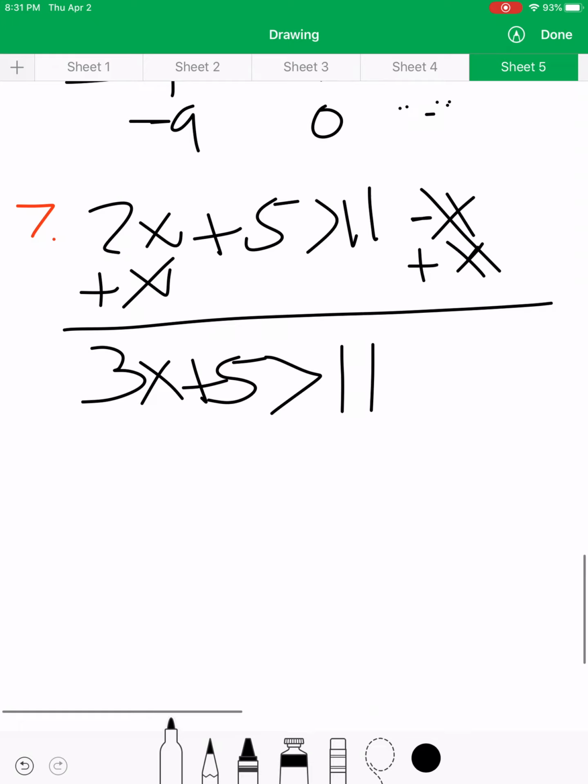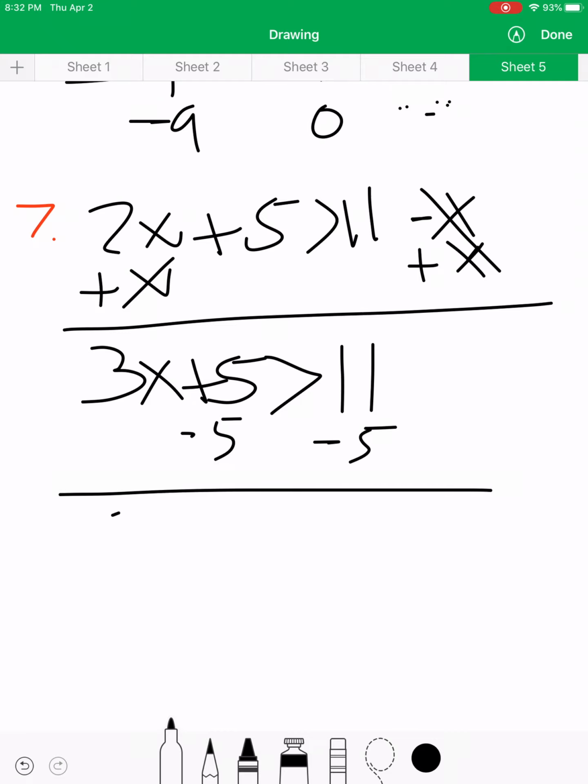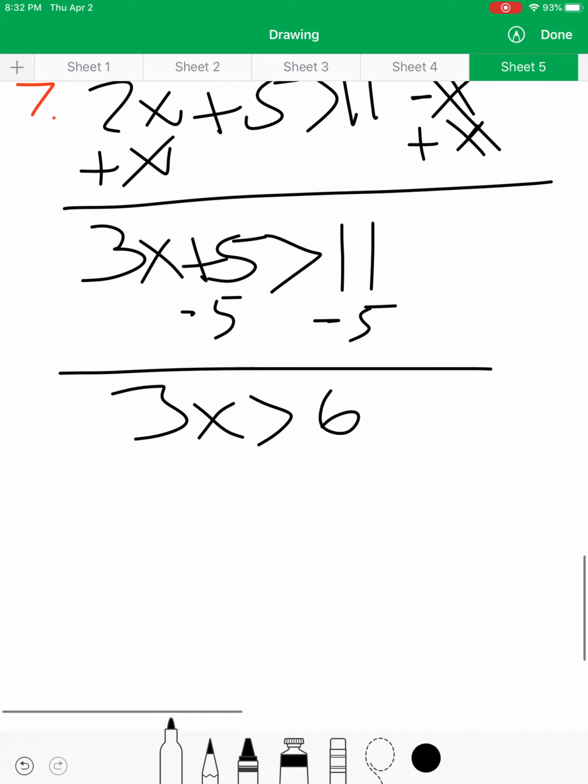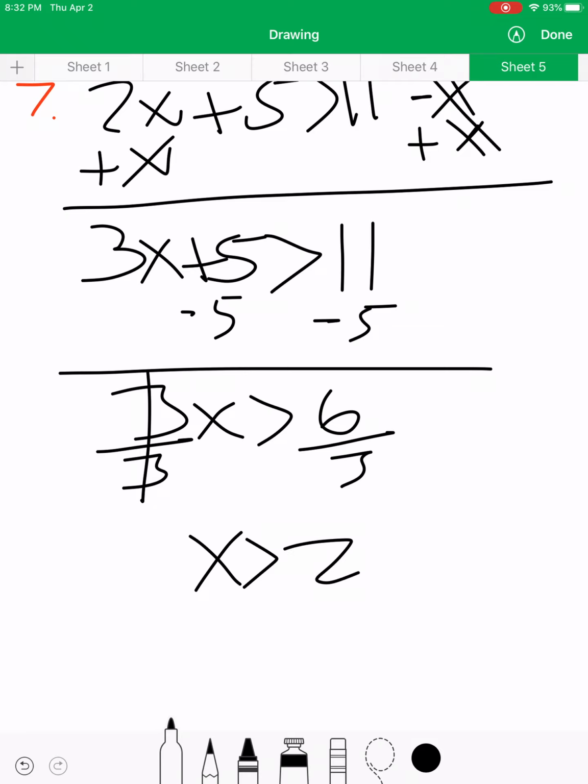You'll know to move the 5 first. It's the number without the variable. Minus 5, minus 5. 3x is greater than 6. And now it's just a simple one-step equation. Divide by 3, divide by 3. X is greater than 2.